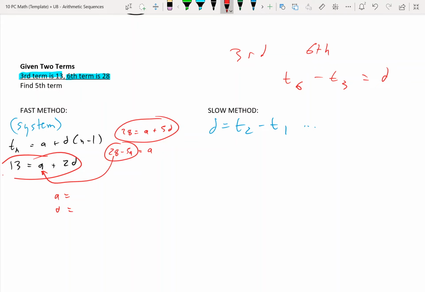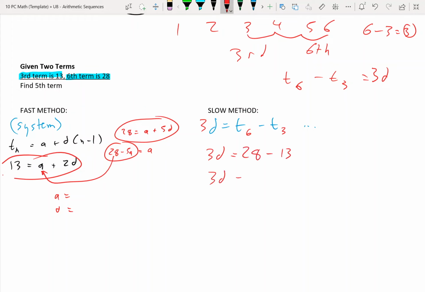So if you think about it, if you go from third to 6, right? So we have 1, 2, 3, 4, 5, 6. To go from 3 to 4 would just give me difference. But to go to 6 would give me 3 times the difference. Okay? The way that you can figure that out is you say 6 minus 3 equals 3. So I'm going to get 3 times as much. So this is our formula. So now when we put the numbers in, 3d equals t6 minus t3. 3d equals 28 minus 13. 3d equals 15. That means d is equal to 5.